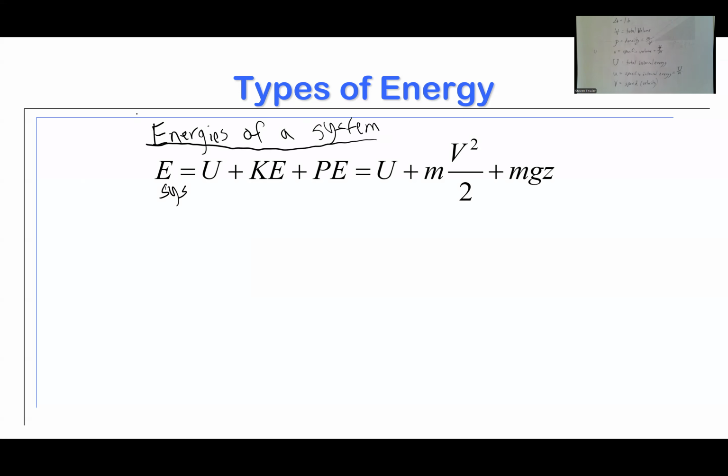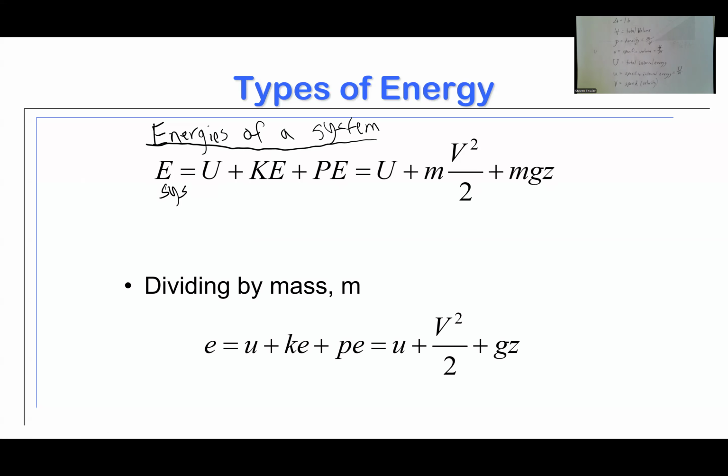All the energies of a system. I can have internal energy, I can have kinetic energy, and I can have potential energy. So that's capital U, mv squared over 2, mgz, or mgh, either one's fine. But in this case, we're talking about elevation. That's the z value. We talked about that last time. So these are the energies of a system.